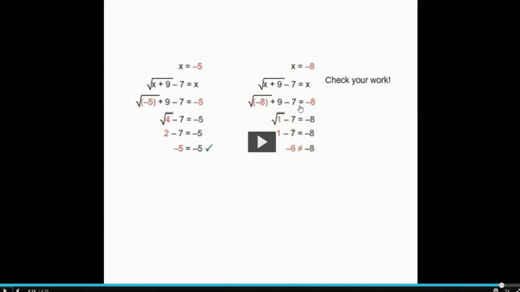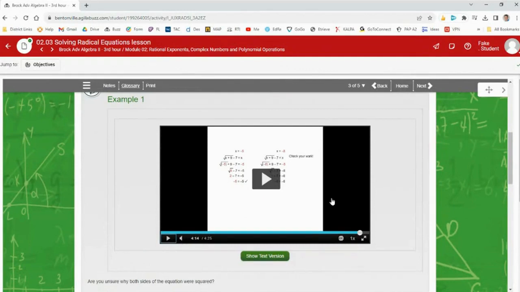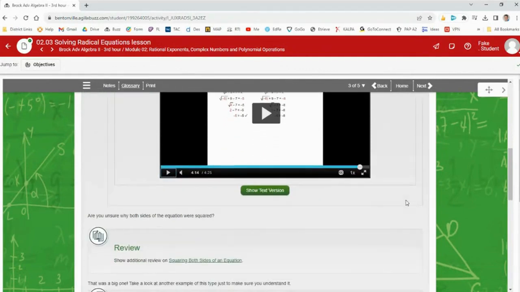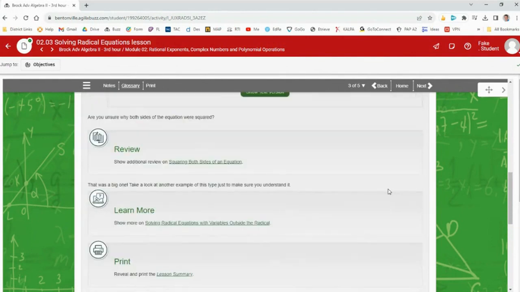And then they have to check both solutions. Since they got two solutions, they have to check them both. Look, this one turns out to be extraneous. Negative 6 does not equal negative 8. So when they got two solutions, one of them is thrown out as extraneous. But watch that video on your own time. I won't take class time for something you can watch all by yourself. So, all right, that's the lesson summary.